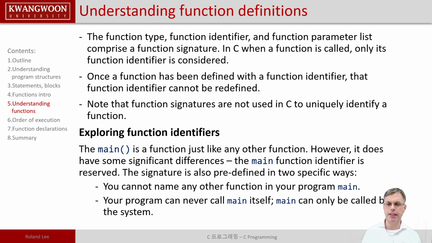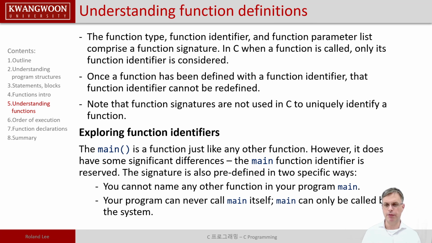Once the function has been defined with a function identifier, that function identifier cannot be redefined with a different function result type or function parameter list. Each function identifier must be unique in C. Note that the function signatures are not used in C to uniquely identify a function. Therefore, two functions with the same identifier but different parameter lists or result types will cause a compilation to fail.